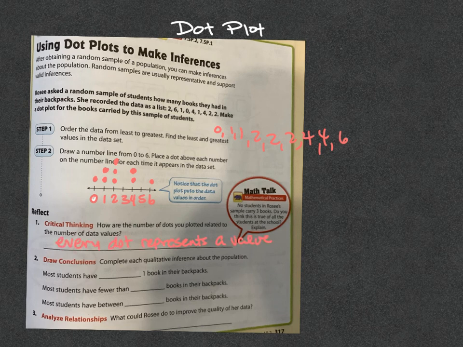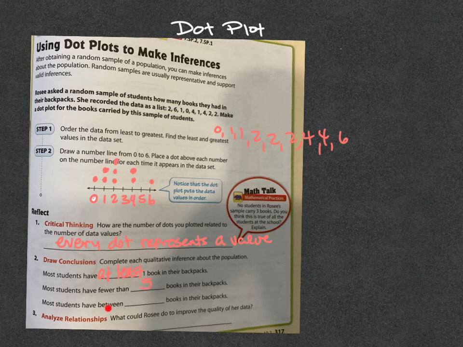And then as we look at this, we can draw some conclusions. Most students have what in comparison to one book in their backpack? Most of them have at least one. There's only one who doesn't have any, but most of them have at least one. Most students have fewer than how many books in their backpack? Well, there's one that has 6, but most of them have fewer than 5. The majority of them are 4 or less. So we'll say fewer than 5 books in their backpack.